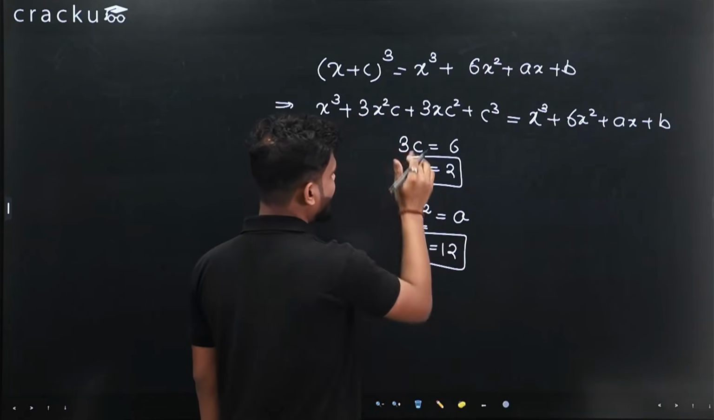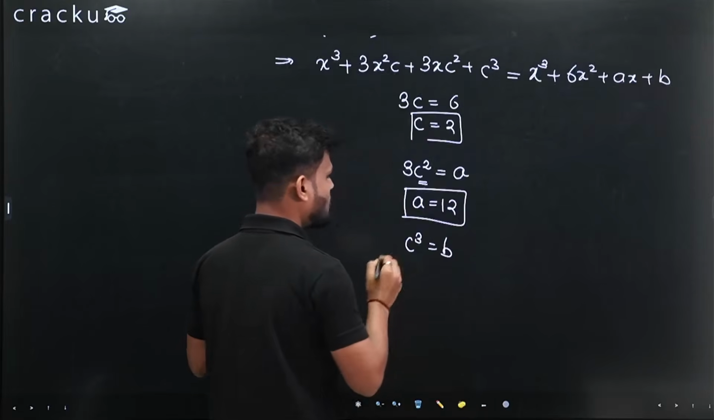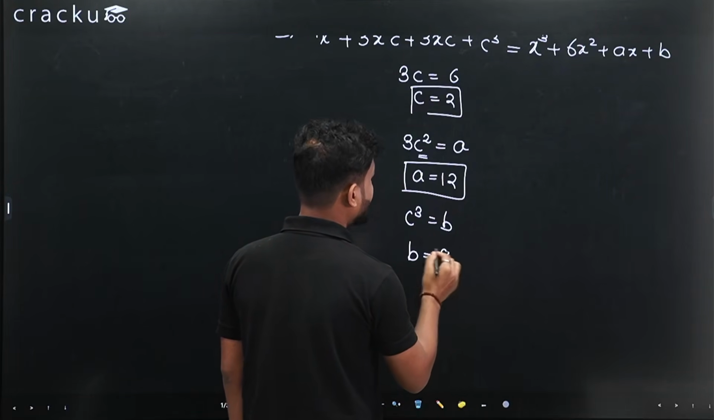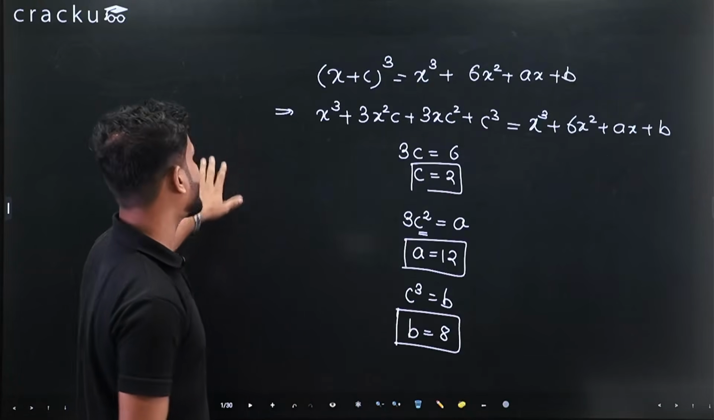Then what do I have? I have c cube. c cube is equal to b. What is c cube? c cube is nothing but 2 cube. So b is equal to what? b is equal to 8. Now I got the values of a, b and c.